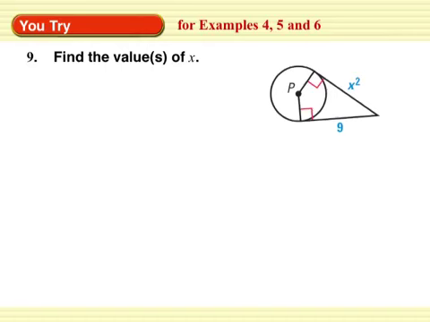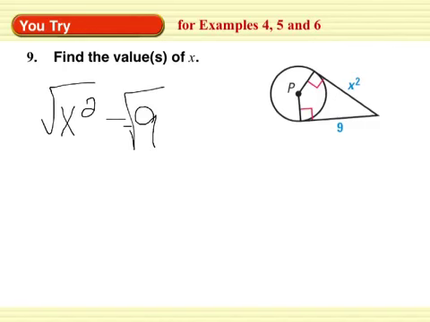All right, find the values of X. Okay, these two segments are tangent. You can tell by the right angles. They're perpendicular to the radius, or the radii. So we can just do x squared equals 9, x equals 3.